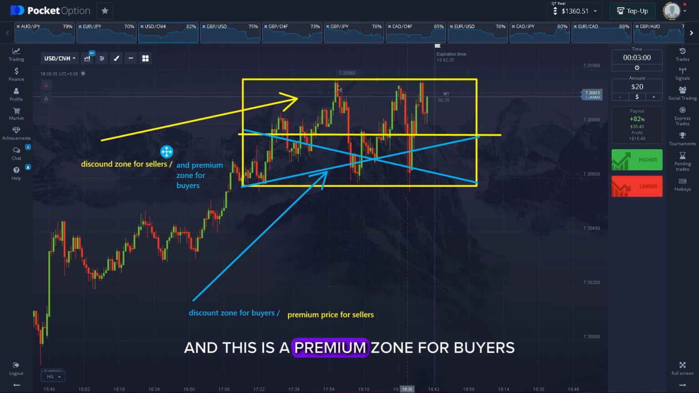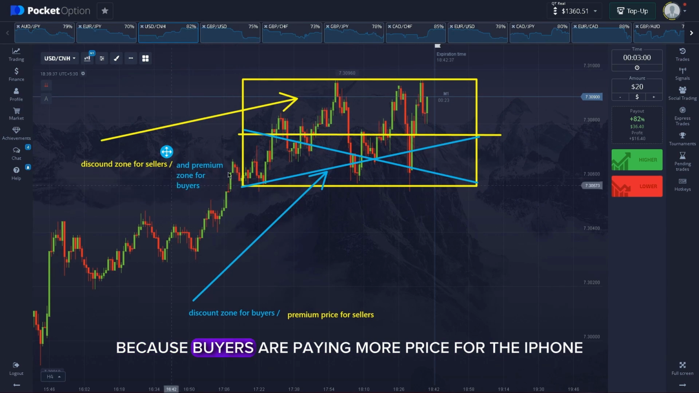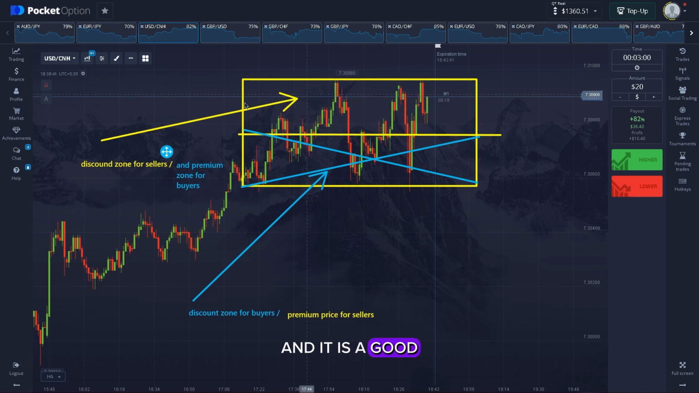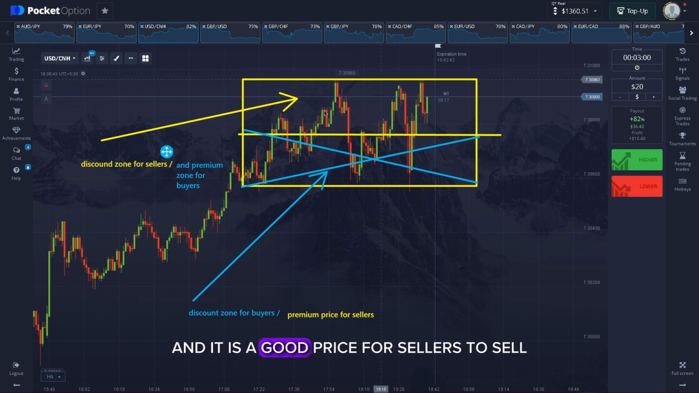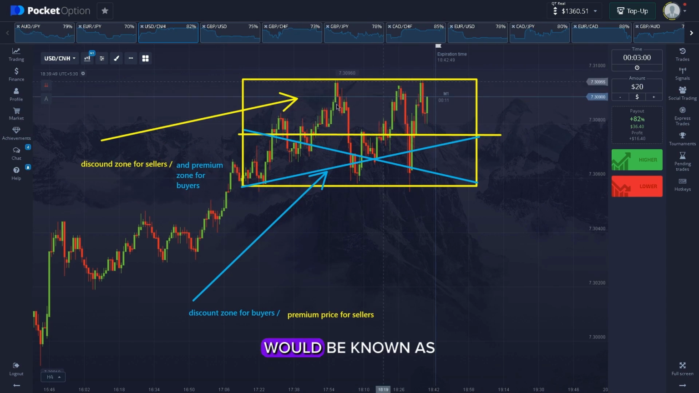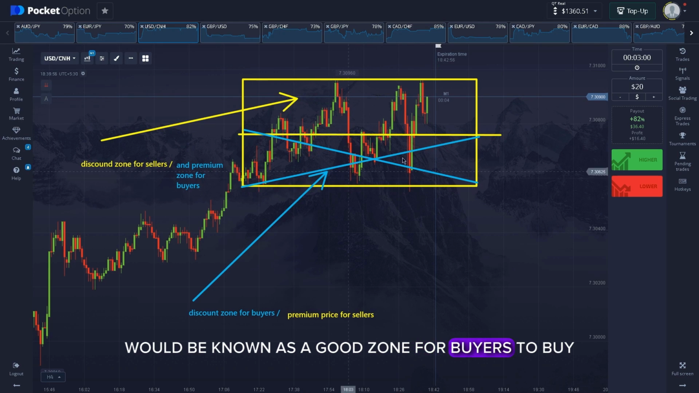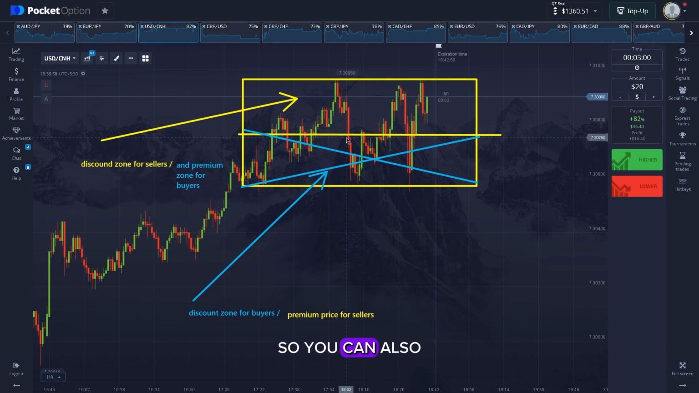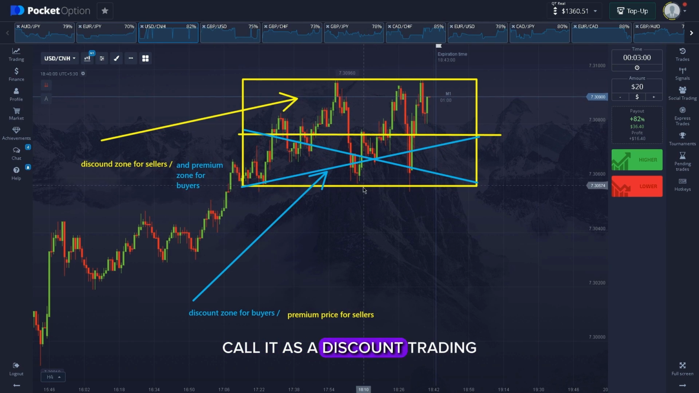a premium zone for buyers because buyers are paying more for the iPhone, and it is a good price for sellers to sell because they are making more profit. So this area would be known as a good zone for sellers, and this area would be known as a good zone for buyers to buy. So you can also call it discount trading.